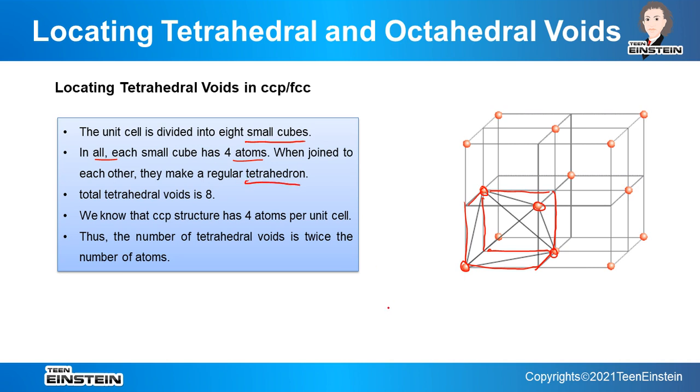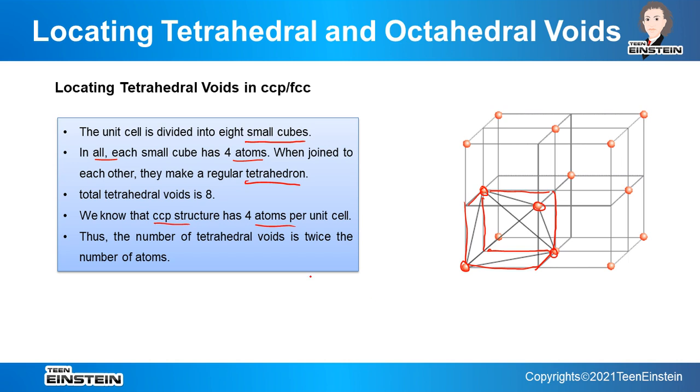So the total number of tetrahedral voids will be 8, because we have divided the unit cell into 8 small cubes. In one small cube there is one tetrahedral void, so 8 small cubes means 8 tetrahedral voids. Now as I have said, in CCP or FCC structure there are a total of 4 atoms per unit cell. So here we are getting a total of 8 tetrahedral voids. That means now it is double.